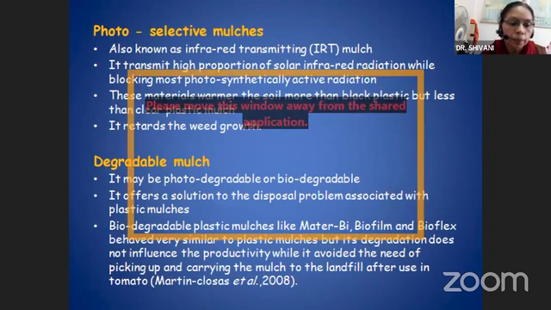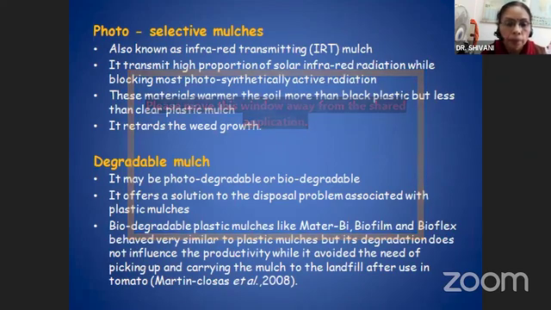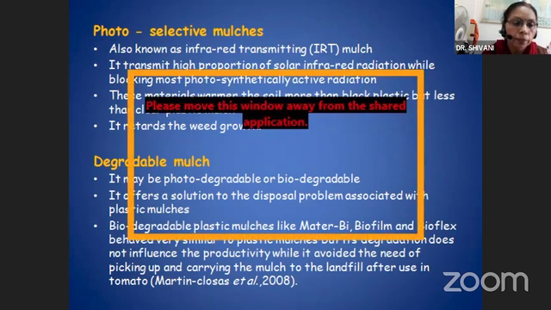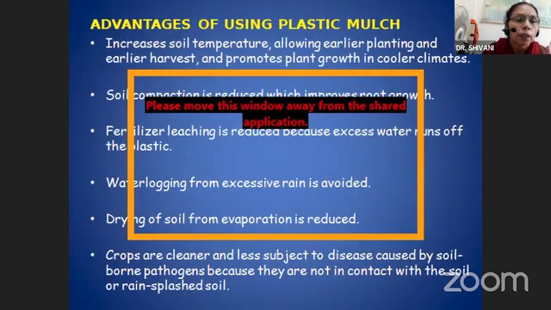And biodegradable plastic mulches like Mater-Bi, Biofilm, Bioflex behave very similarly to plastic mulches, but they can be degraded, and this avoids the need of picking up and carrying the mulches to the landfill after use. Now we will look at this slide. This slide shows the advantages of using plastic mulch.